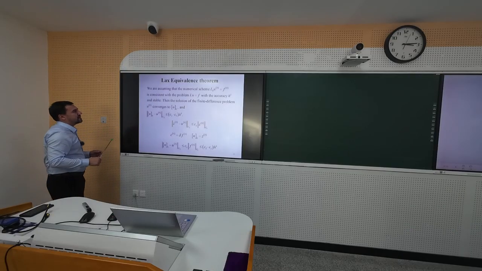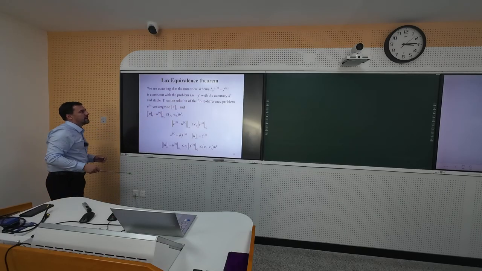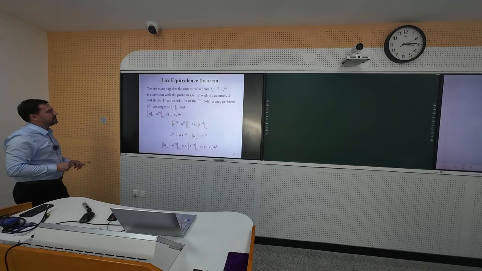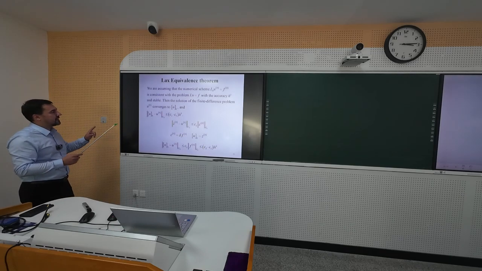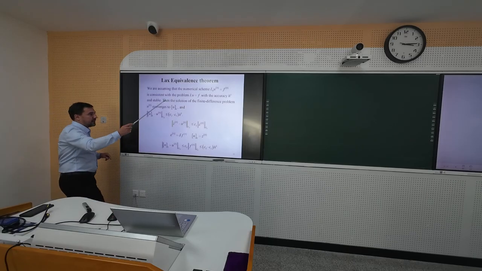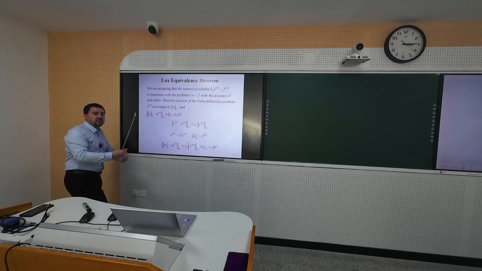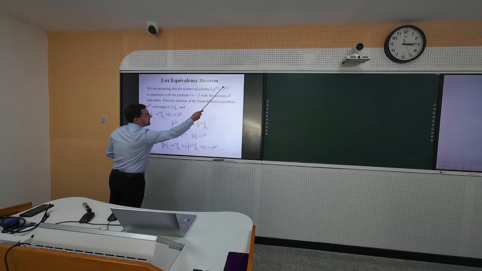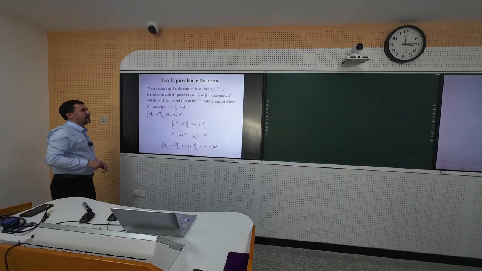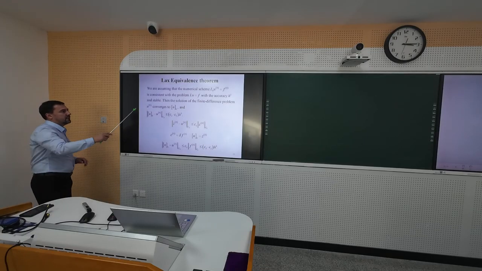So we're assuming that the numerical scheme is consistent with the problem, our initial difference problem, with the accuracy h to the k, and stable. We discussed what consistent means: if we put the exact solution here, we get a truncation error that goes to 0 when h goes to 0. And stable means that small disturbances of this operator do not change our solution significantly. Then the solution of the finite difference problem converges to the exact one.